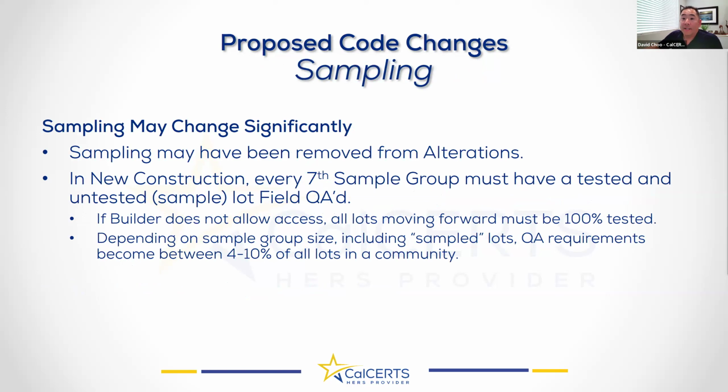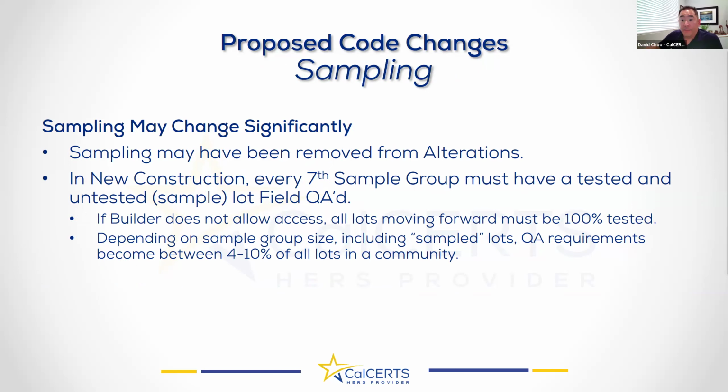Okay, so this is huge, sampling. If you're a builder and you do sampling, or if you're an HJ and you know there's sampling going on in your city or your jurisdiction, this is important. Okay, this will completely change how the industry operates. So first, we think sampling was removed from alterations entirely. Okay, so mechanical changeouts, not 100% certain, but I think it is that way.